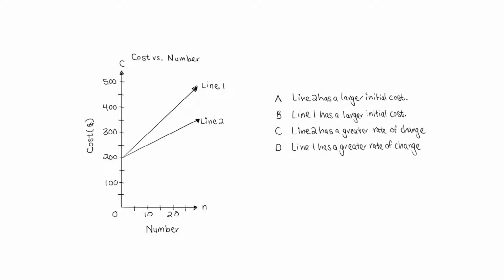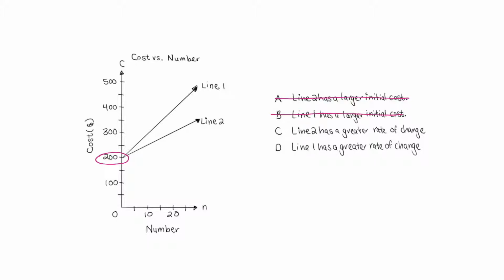In our next example, we're shown a graph showing the cost versus the number. The question is, which of the following describes a difference between lines 1 and 2? The first statement says line 2 has a larger initial cost. Well, no, the initial cost for both line 1 and line 2 is 200, so that is false. Line 1 has a larger initial cost. Well, if line 2 doesn't, then line 1 can't either.